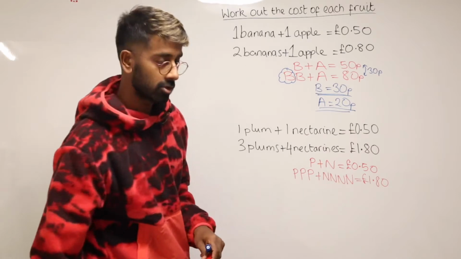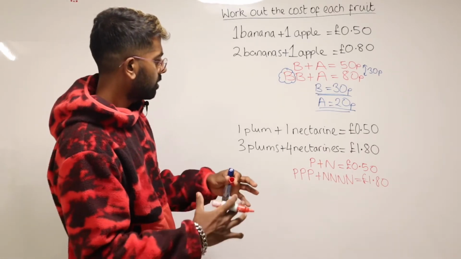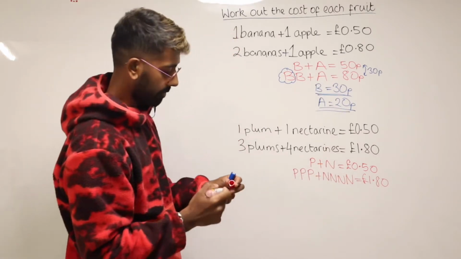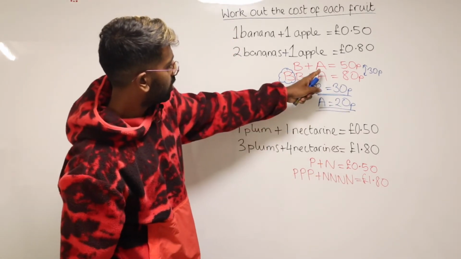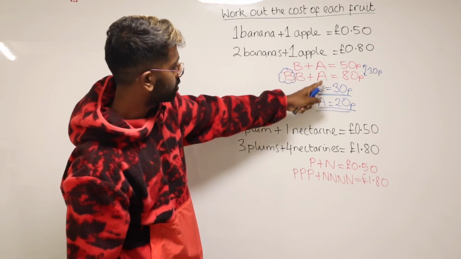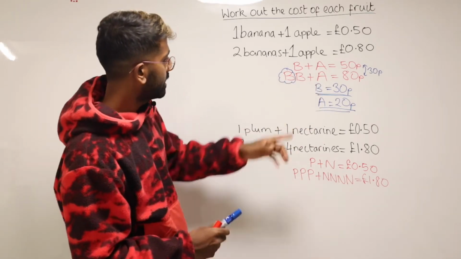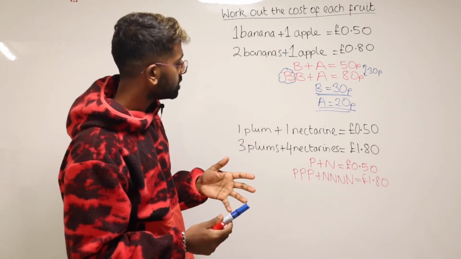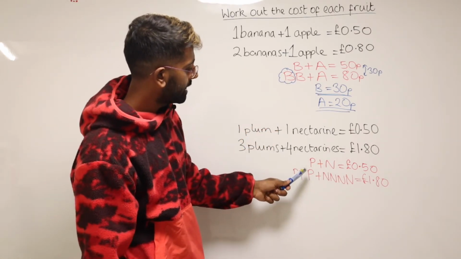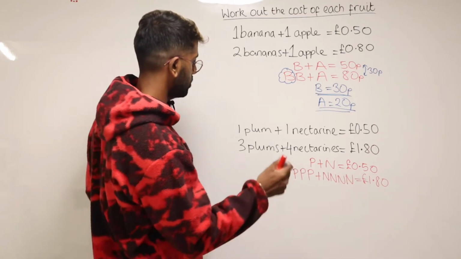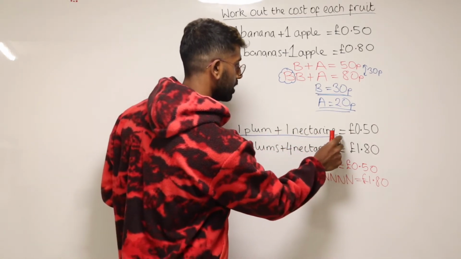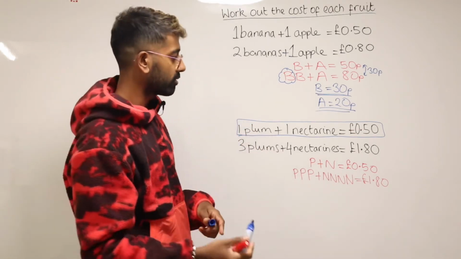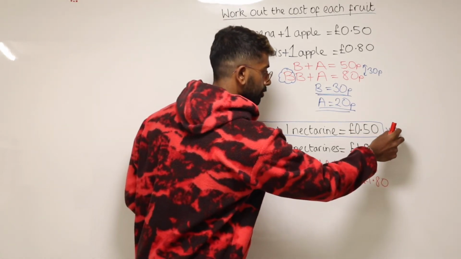Cost £1.80 in total. Now, why was this one so easy to compare versus this one? And that was because we had the apples that were exactly the same. And then we knew that the difference here was just that one banana. So what we could do here is if we know one plum and one nectarine is 50p, what if we bought that 3 times over?